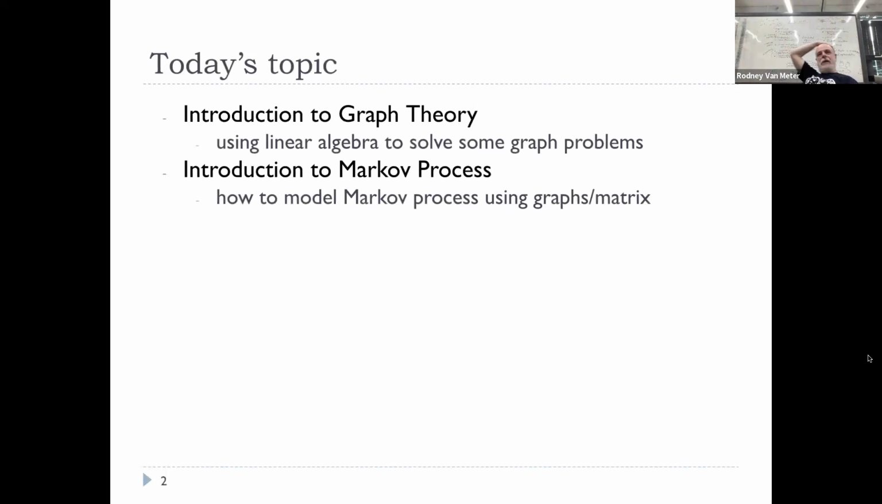So hopefully we're going to start with graph theory, and we'll show how linear algebra actually connects to that and to actually solve some graph problems. And then hopefully we'll get to spend a little bit of time on Markov processes. If we don't get very far with that, we'll continue with that on Monday. So those of you who are watching this after Monday's class, it probably makes a lot more sense if you had done this in the other order.